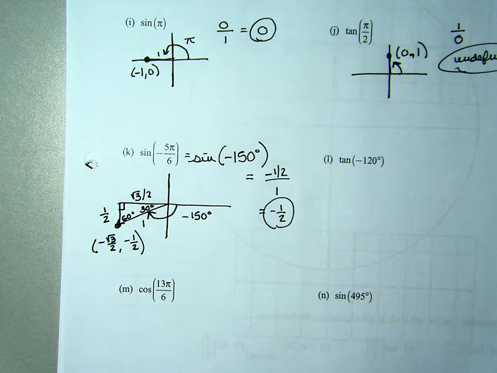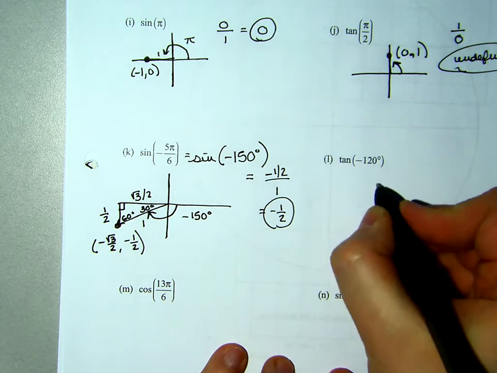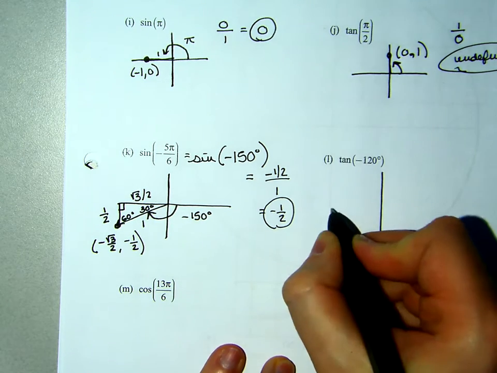The tangent of negative 120 degrees. You know what quadrant you're going to be in? Three. It is 3 once again. 3. Got it. Please do it.